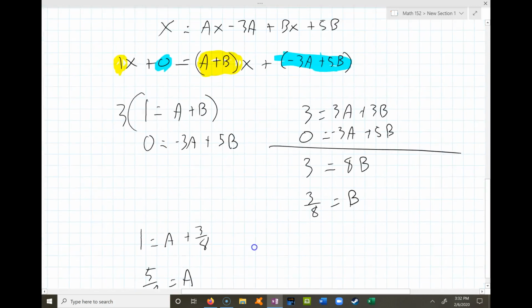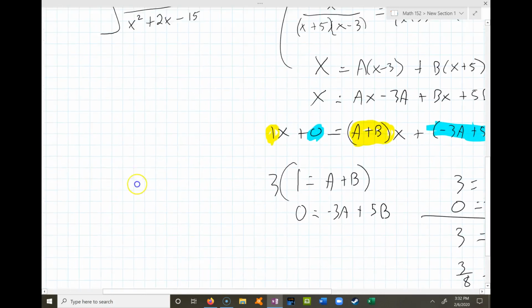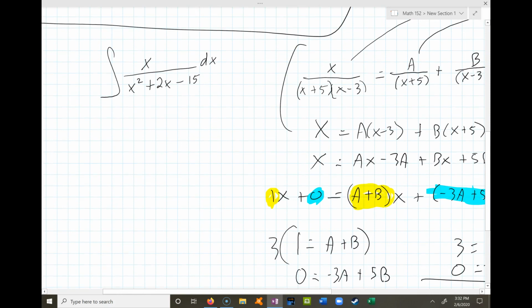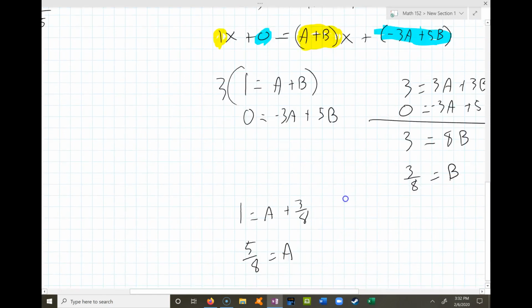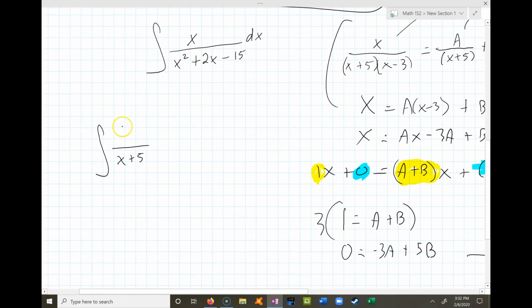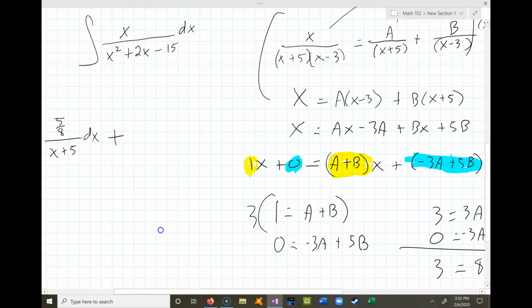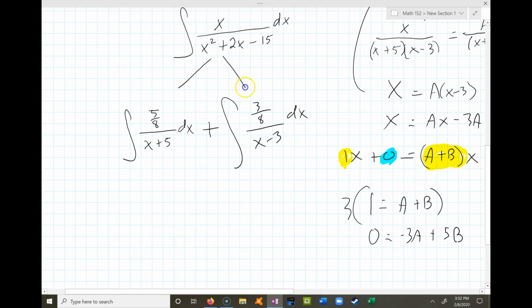So now, remember, I did all this to find, basically what I'm trying to do is break this into two fractions. So now I have two integrals. The first one is a over x plus 5. So that'd be x plus 5 there. And what was a? A was 5/8. So I'll put a little 5/8 up there, dx, plus the other part of this integral was b, which was 3/8 over x minus 3 dx. And so I broke this original integral into two different integrals.